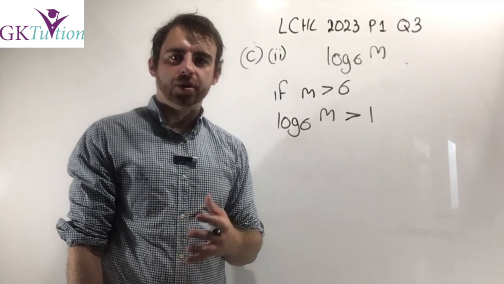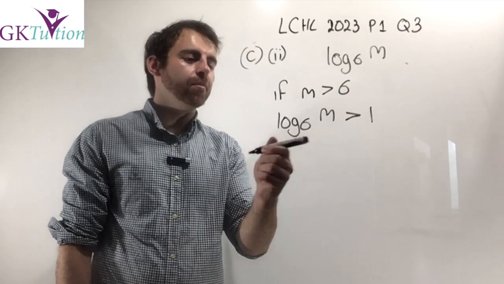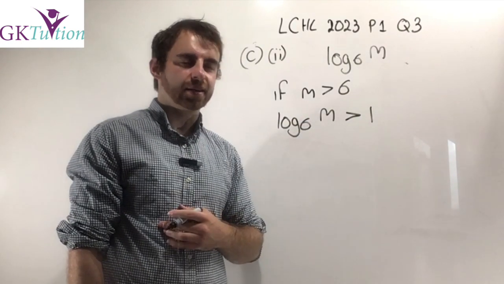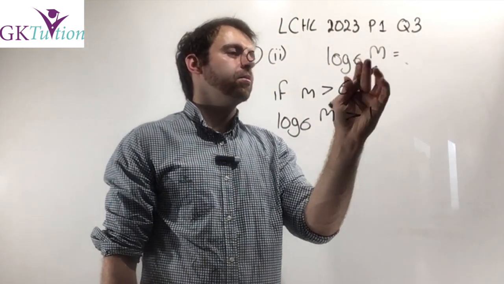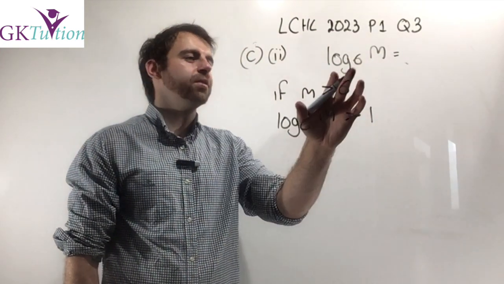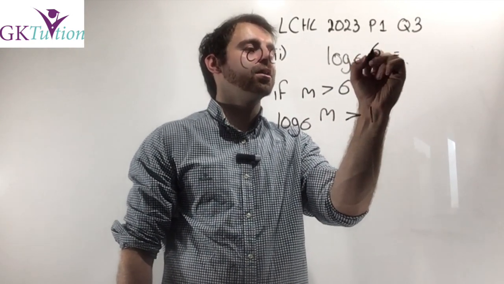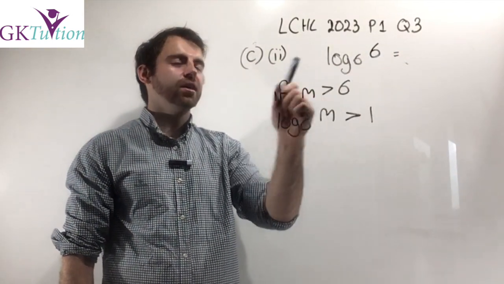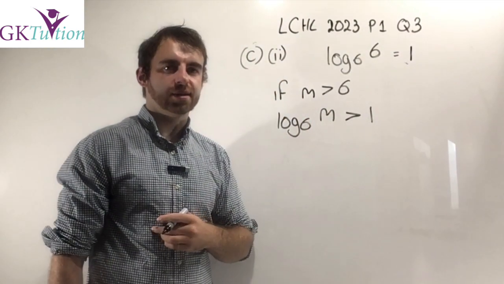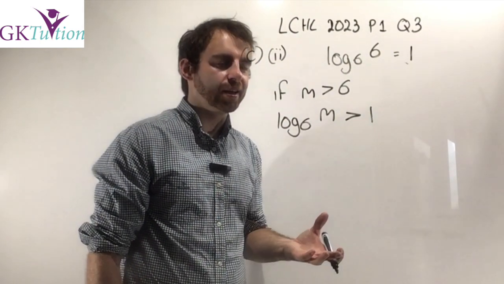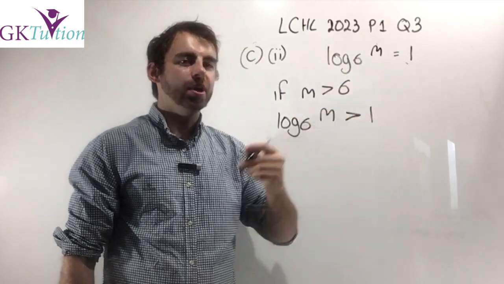In C part 2, we're told that m is a real number and m is greater than 6. And we're asked to explain what that means in the context of log m to the base 6. Well, based on what we said in part 1, I'm asking myself, 6 to the power of what will give me m? So let's consider what will happen if m was actually equal to 6. If this was log 6 to the base 6, then I would say that 6 to the power of 1 gives me 6. So if m is equal to 6, then log m to the base 6 would be equal to 1.